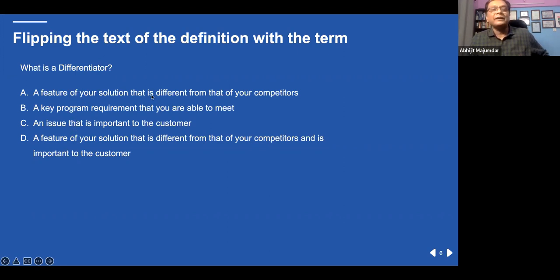Differentiator of your solution is different from that of your organization. Differentiator is a feature of your solution that is different from that of your customers. Differentiator is a key program requirement that you are able to meet. Differentiator is an issue that is important to the customer. Differentiator is a feature of your solution that is different from that of your competitors and is important to them. When you read these 4 options with the word differentiator, that is, you flip it with the key stem, you will get the right answer. In this case, the right answer is D.